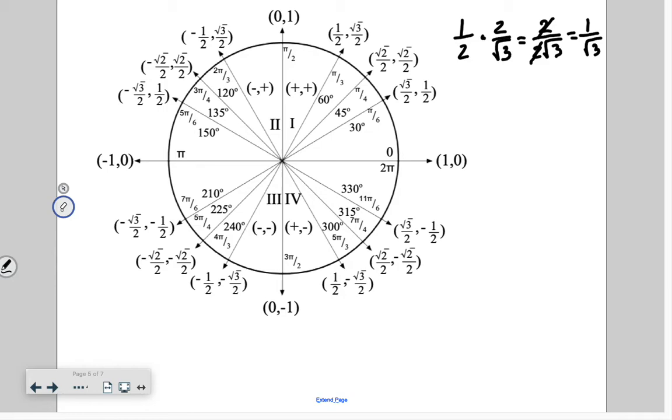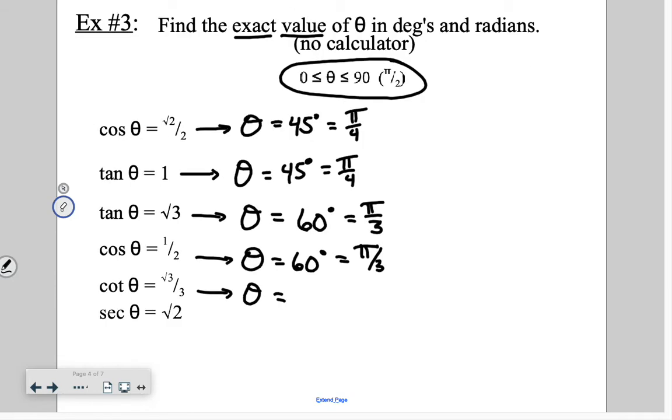This is why I said these last couple get a little bit messier. You can't just look at the unit circle. You got to kind of work your way through it a little bit. So it turns out, if I rationalize that denominator, I would get square root of 3 over 3. And therefore, theta, once again, is 60 degrees, or pi over 3 radians.